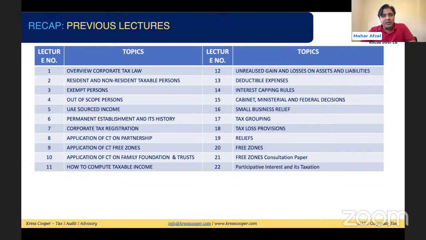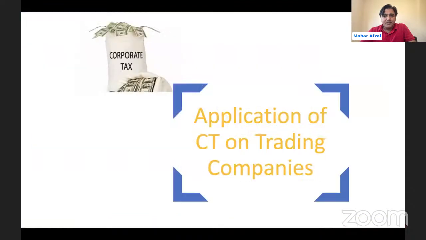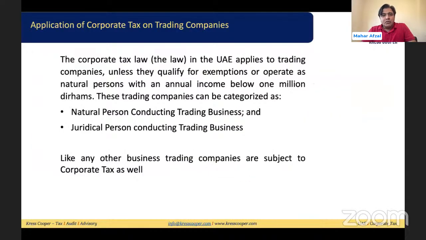In our last webinar, we discussed participative interest and its taxation. In this webinar, as I mentioned earlier, we'll be discussing application of corporate tax on the trading companies. So the trading companies, like any other company, the corporate tax is applicable on the trading companies as well, but there are some certain special provisions for the trading companies.